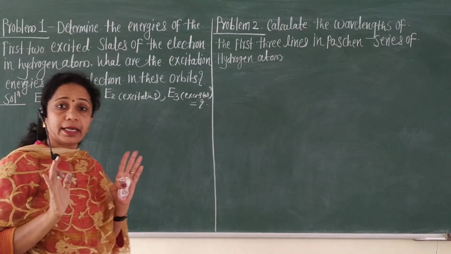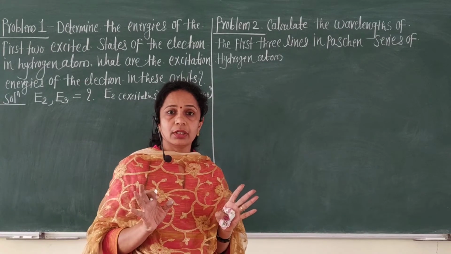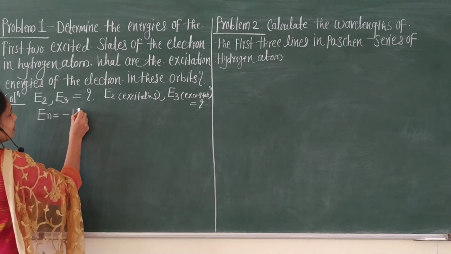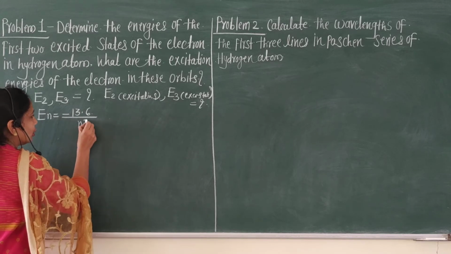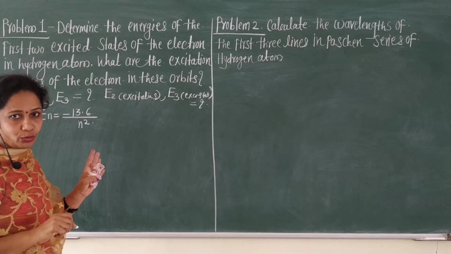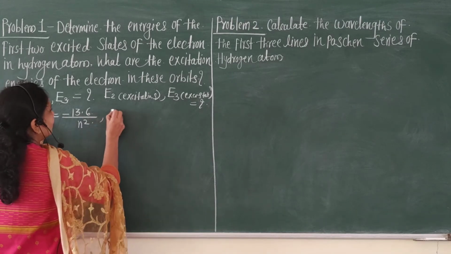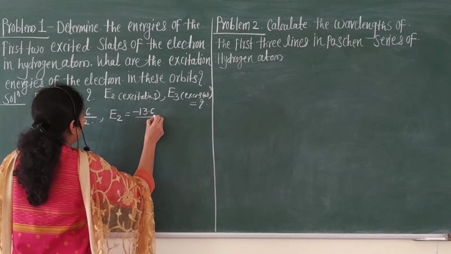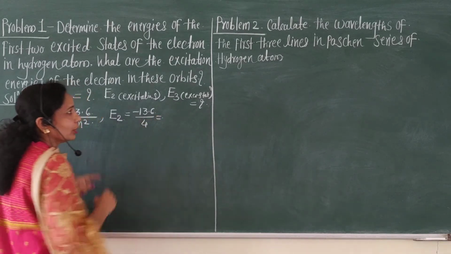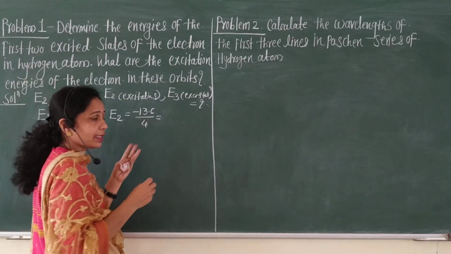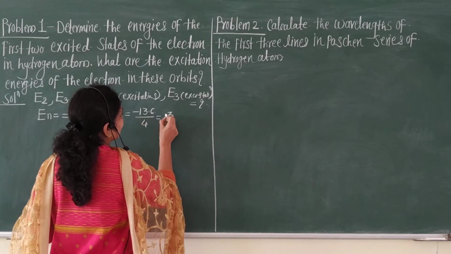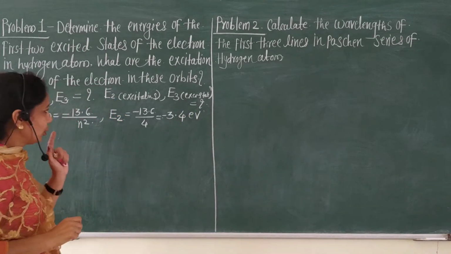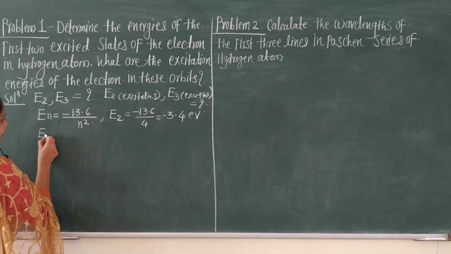Then you know that the energy of the electron in the nth orbit is given by En is equal to minus 13.6 upon n square in electron volt. Then we calculate the value of E2. E2 is equal to minus 13.6 upon 2 square, which is 4. Therefore, this becomes minus 3.4 electron volt.